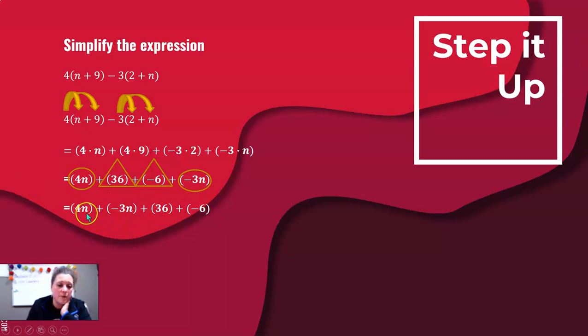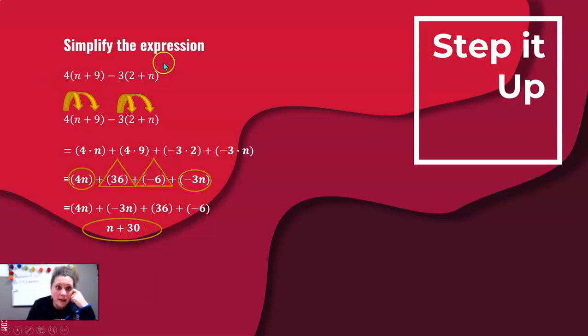And I'm going to do my two separate math problems here, my two separate addition problems. So I have 4n plus negative 3n. So 4 plus negative 3, or just 4 minus 3, which is n. And then 36 minus 6 is 30. And there's the answer, n plus 30.